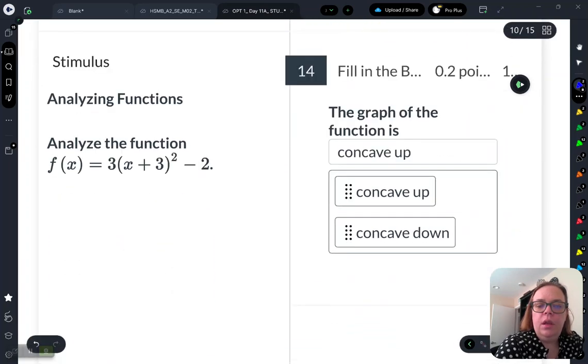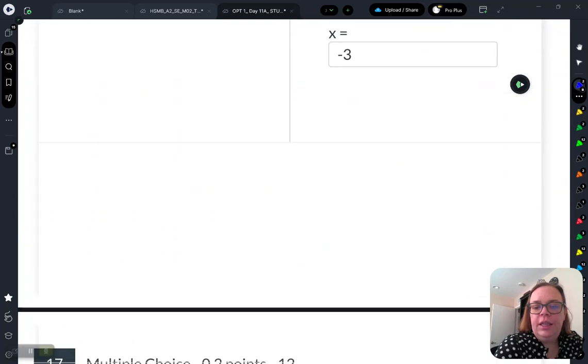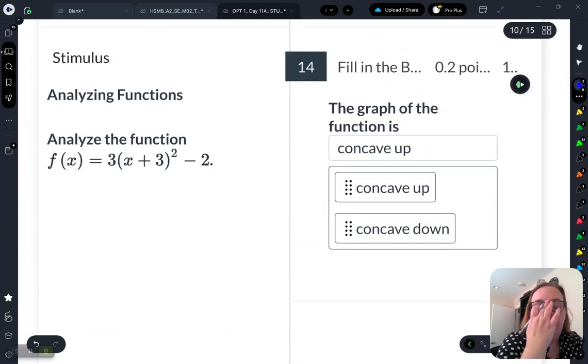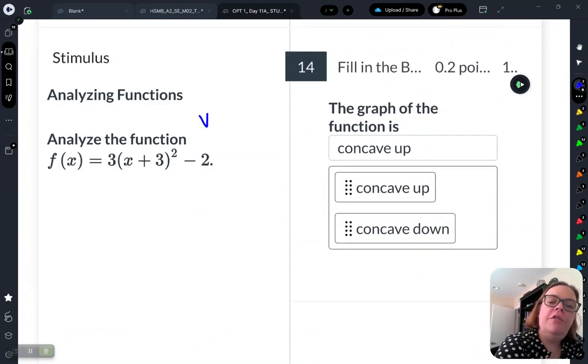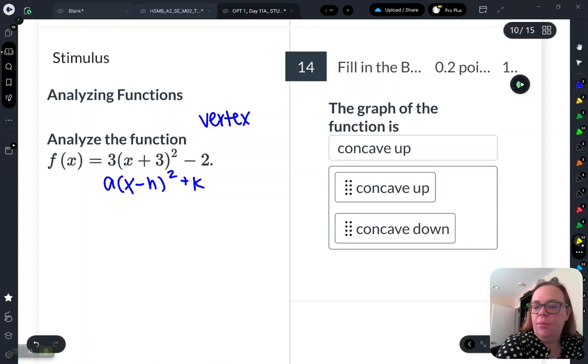Okay, so 14, 15, 16 are all for this function, which is in vertex form. a times (x minus h) squared plus or minus k. They may use a c and a d instead of an h and a k, but it's the same thing. The a works the same. If it's positive, it opens up. So a is 3. It's positive. It's going to open up.